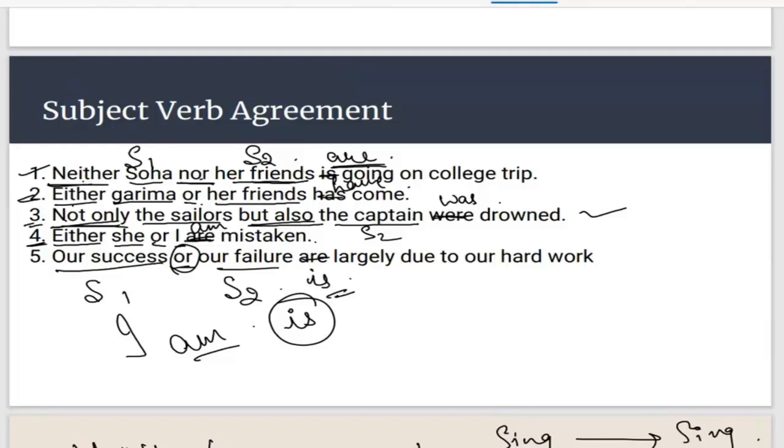So I hope this rule is clear to all of you. Any doubts in any of the sentences, in this rule, anything you want to discuss, you can discuss it with me. What about others?